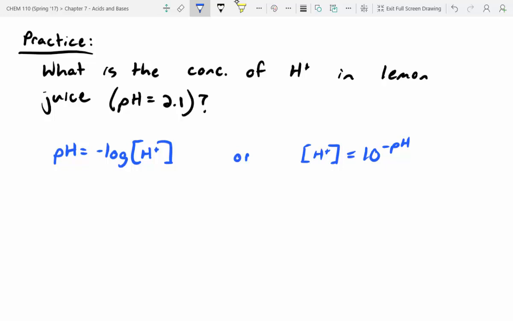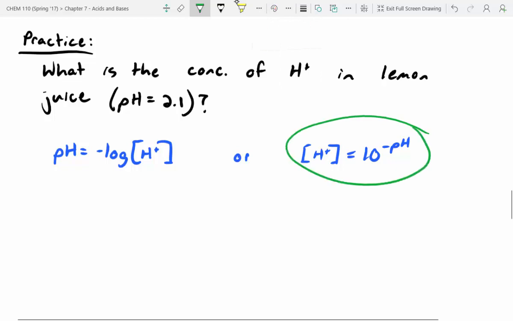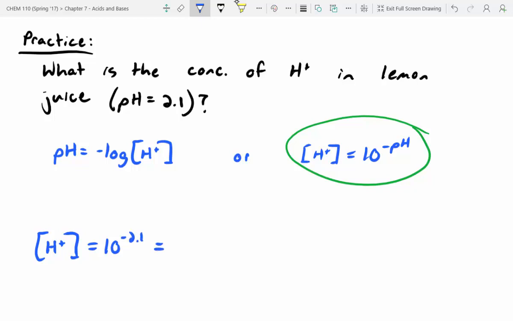So which equation do you think we should use, first of all? The one on the left or the right? On the right, I'd say. We want to solve for the concentration, not solve for pH. So if you are debating about which one to use, this one would make a heck of a lot more sense than the one on the left. So it should be 10 to the what? 10 to the negative 2.1. Don't forget that negative. Does anybody have their calculator?